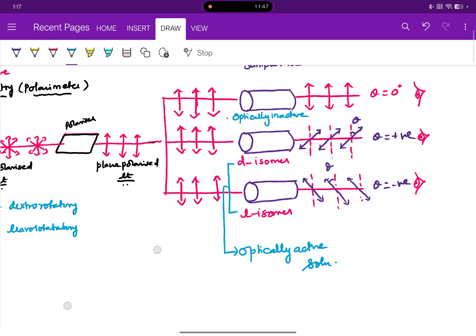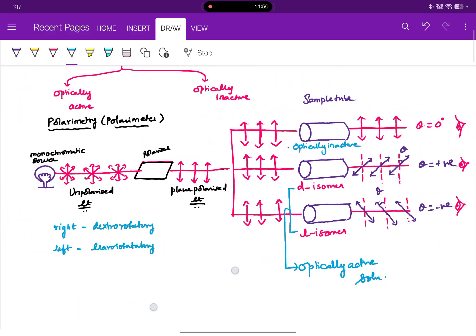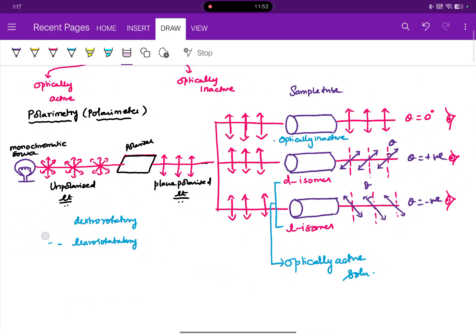If it is not deflected in any direction, it stays as it is, then it is optically inactive. This is instrumentation; using instrumentation you can find this.